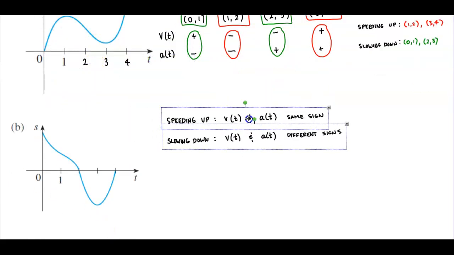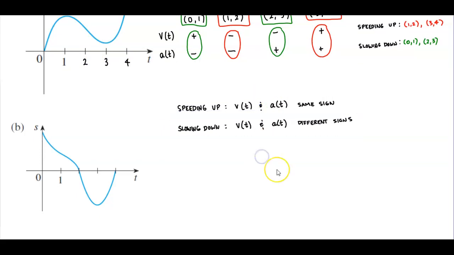Again, we want to look at the intervals. So what is happening in these intervals? Again, we're going from 0 to 1 to 2 to 3 and then to 4. So we have the intervals from 0 to 1, 1 to 2, 2 to 3, and then 3 to 4. And since this is the position function, we want to determine what's happening with the velocity function, meaning what is happening in this position function.